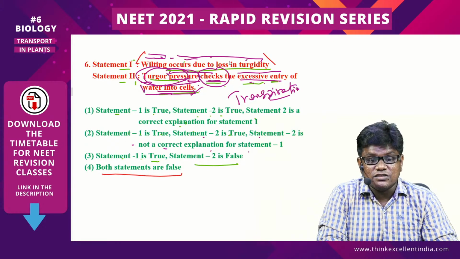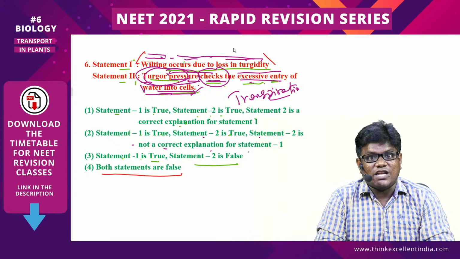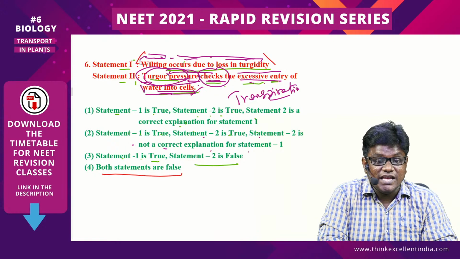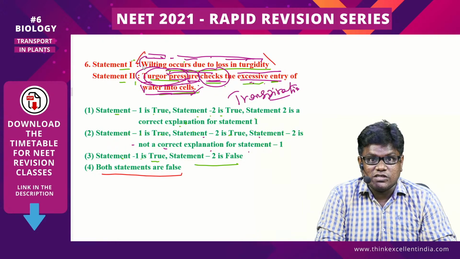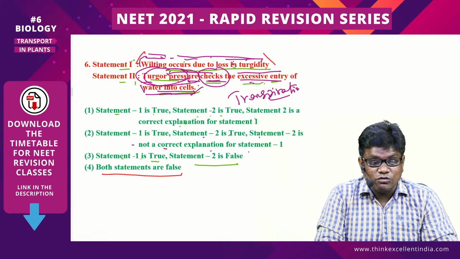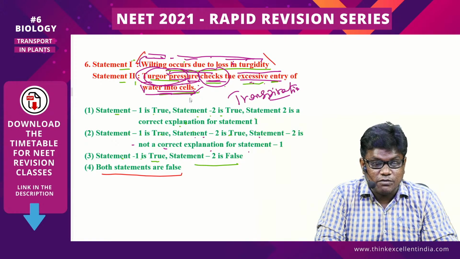But wilting occurs due to the loss in turgidity. If there is no proper water surrounding the plant system, the leaves wilt and they are not in an erect situation. They will not stay erect. So that is different. It is not a correct explanation for statement 1.